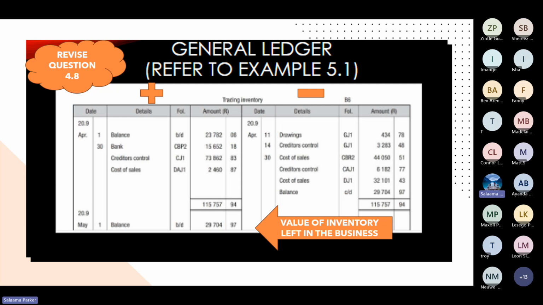Okay. All right, so again, just remember your double entry rules. Trading inventory is an asset, increases on the debit side, decreases on the credit side. And again, as Bev mentioned, just picture trading inventory in your cash book payments, in your creditors journal, cost of sales, picture it in your cash book receipts, in your debtors journal, in your debtors allowance journal, and just remember the contra accounts. Okay.